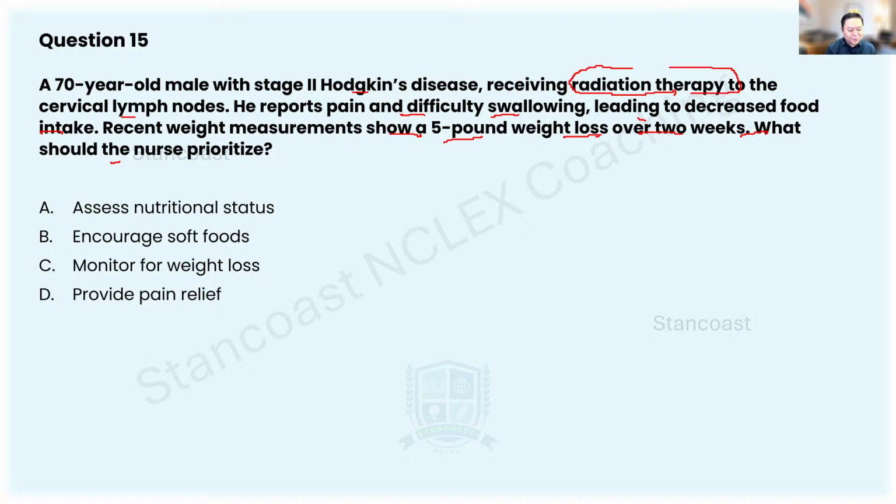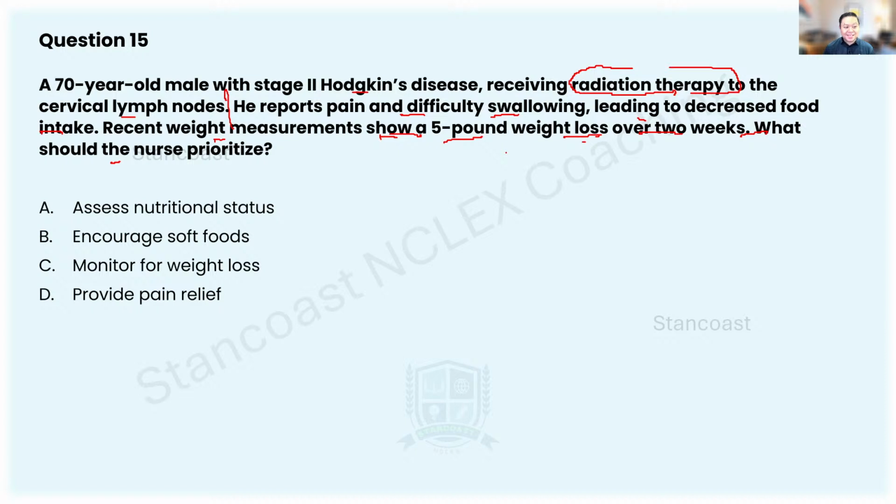Please don't get fooled, guys. Please think. We already have information in our scenario. He reports pain, difficulty swallowing, leading to decreased food intake. Recent weight measurements show 5-pound weight loss over 2 weeks. What should the nurse prioritize? We already have so much information given in the scenario. So what would be that one?